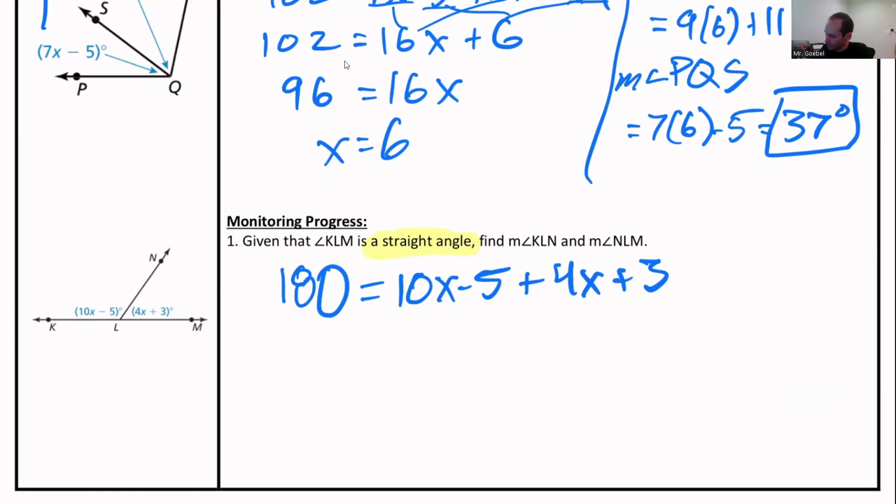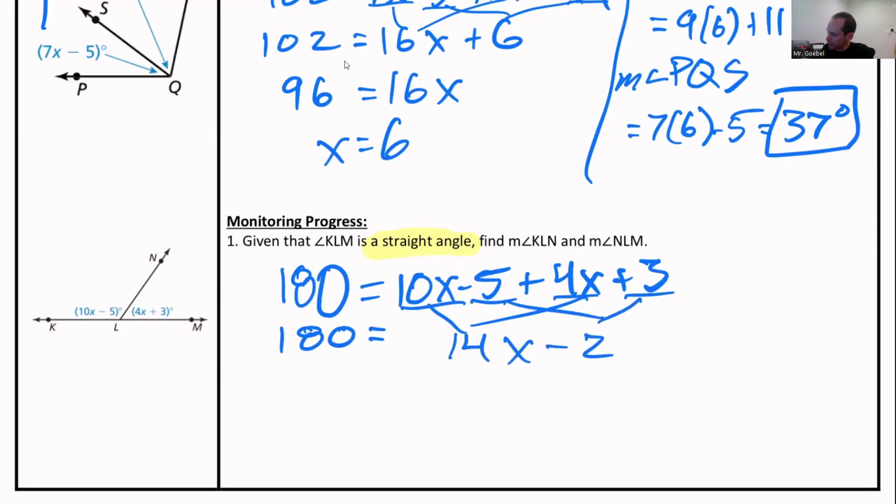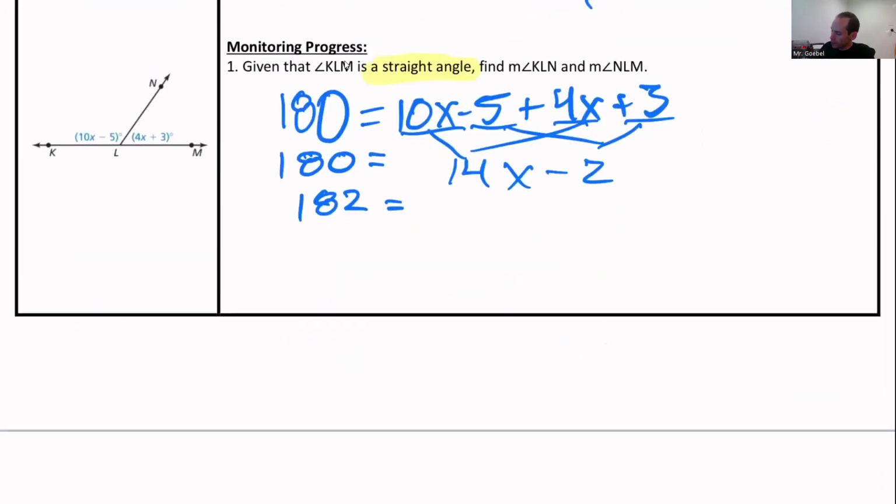So let's solve for x here. 180. Combine my like terms. 10x, 4x. That makes a 14x. Negative 5 plus 3. That makes a minus 2. Add a 2 to each side, get 182 equals 14x. And 182 divided by 14 is 13. And we'll take that 13, plug it back in.